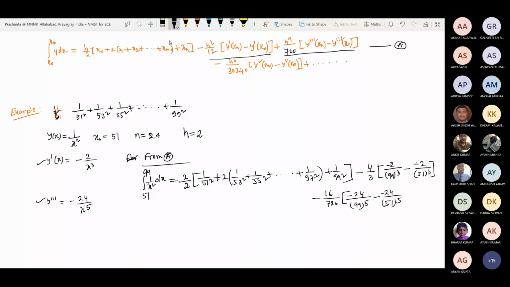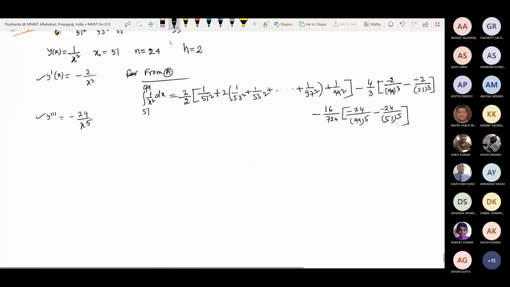And you may stop here, because in the next term the denominator is 30240, so that value will be a very small quantity. If you wish, you can consider only two terms, or you can add the third term or the fourth term depending on your wish. If you keep on adding more and more terms, that will increase the accuracy of the number. So from here you will get what is on the left hand side.